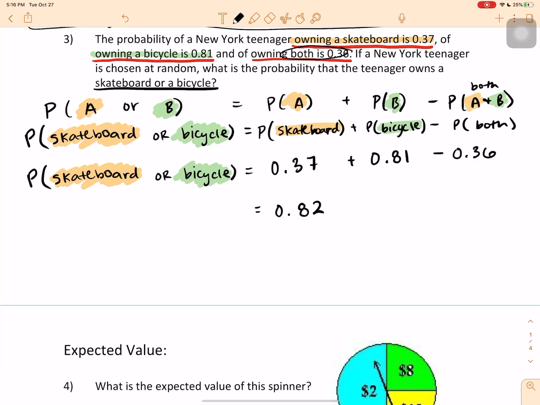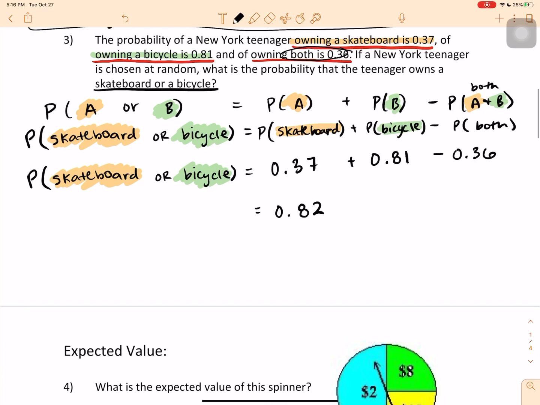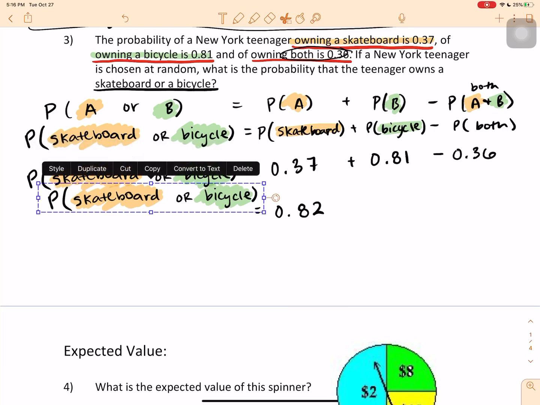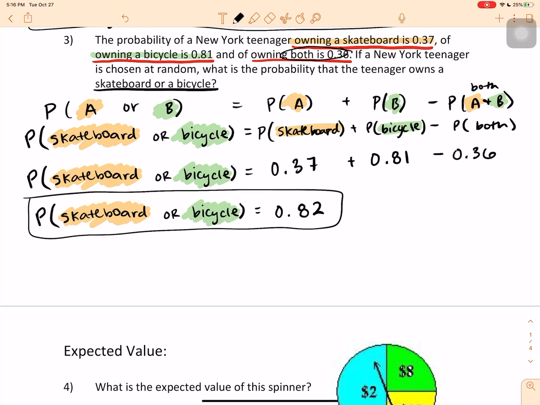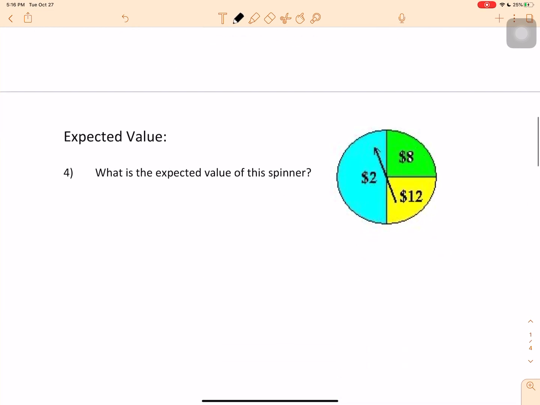So there's an 82% chance that somebody either owns a skateboard or a bicycle. An 82% chance that somebody owns either a skateboard or a bicycle. And that is it for that problem. Alrighty, so now we have expected value.